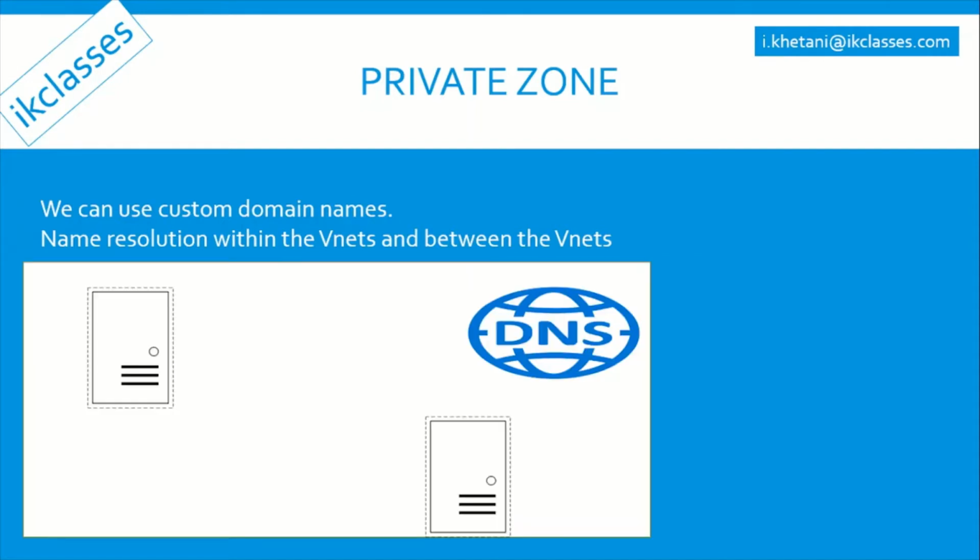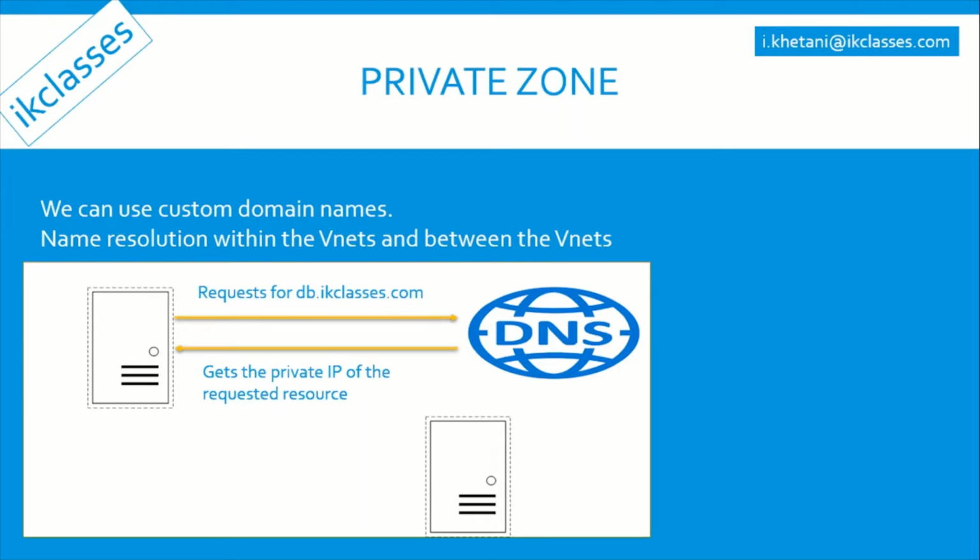For example, we have two servers and server 1 is requesting db.ikclasses.com. This is within the private network, within my network. So it will get a response from the DNS. We'll get the private IP. We won't get the public IP in this scenario if you're using a private zone. And once your server has an IP for that destined server, you can connect to it with the private IP.